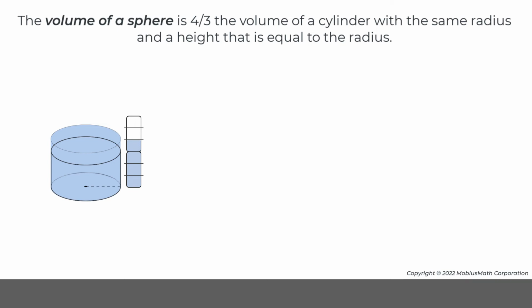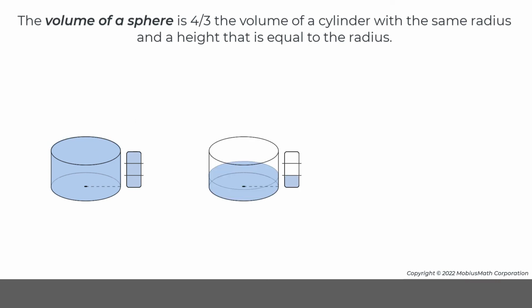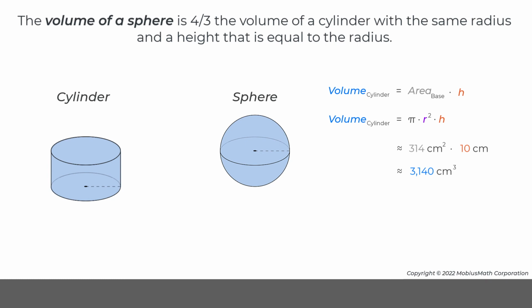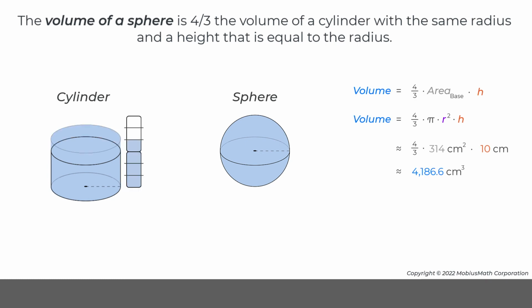Note, there would have to be a second cylinder to hold all of the water from the sphere, because 4/3 of the cylinder is 1/3 more than a whole cylinder. So, the volume of the sphere can be found by calculating the volume of the cylinder and multiplying by 4/3.